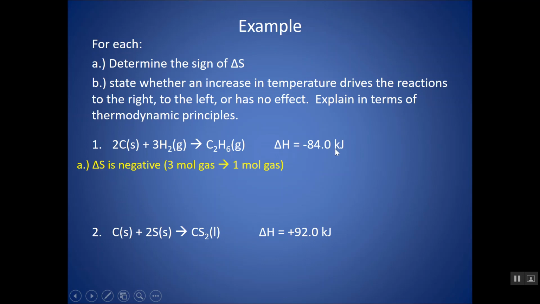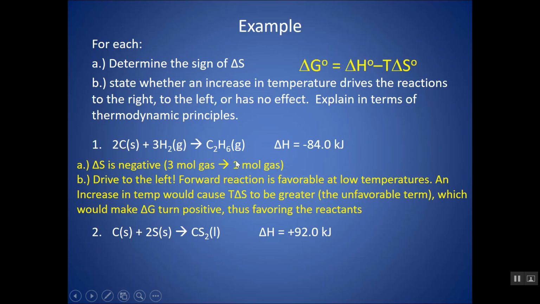Now I see that delta S is negative and delta H is negative. So either logically or just remembering from that chart, if both delta S and delta H are negative, then this is going to be spontaneous at lower temperatures. So an increase in temperature is going to make this less thermodynamically favorable. It's going to drive it to the left, to the reverse side, to the reactant side, making it not go forward. So again, I wrote drive to the left. The forward reaction is favorable at low temperatures.